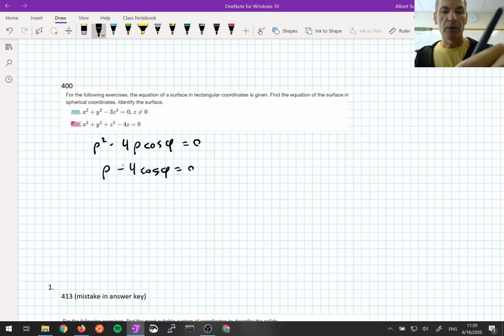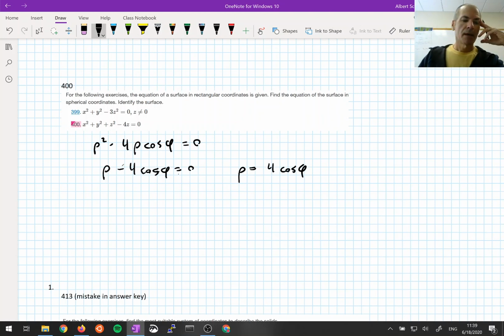Or put another way, rho is equal to 4 cosine phi. What does that represent? Well, let's think about this a little bit. Honestly, we don't have much intuition about this thing, but we have a lot of intuition about the Cartesian form of this. So in keeping with the exercise, we have converted this equation to spherical coordinates, but this is not really going to help me identify what the surface looks like.